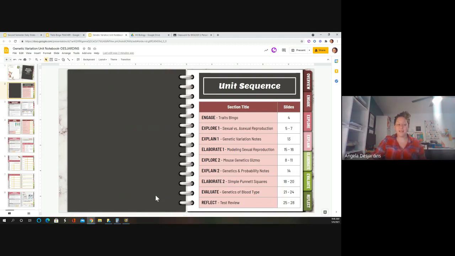working out Punnett squares and looking at some fun stuff with blood typing and playing a little bit of like Jerry Springer, Maury Povich, kind of a who's the parent, who's not the parent game.